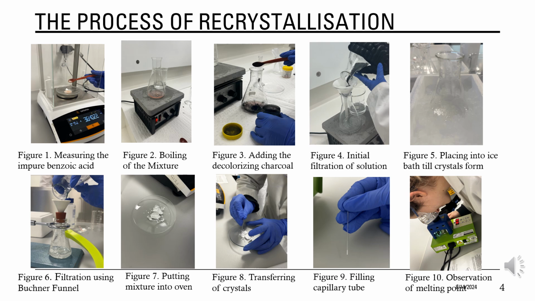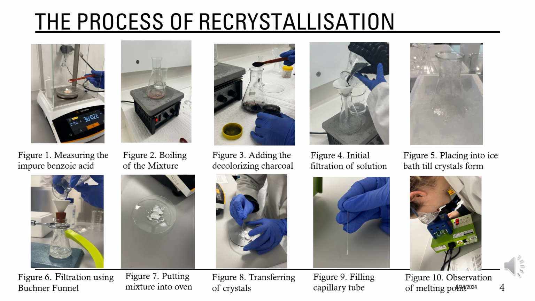This is done in order to catch all that charcoal that has been placed in it beforehand. Figure 5 represents the cooling down process, in which the mixture is put into an ice bath until crystals have formed. Figure 6 shows us the final filtration process our mixture goes through. Now figure 5 and 6 will be discussed in more detail right after this slide.